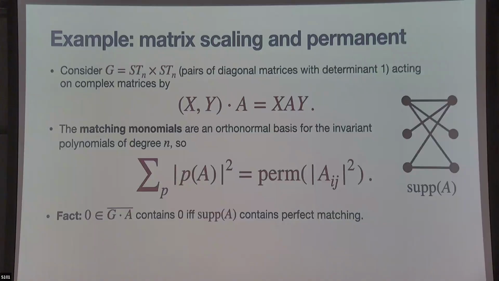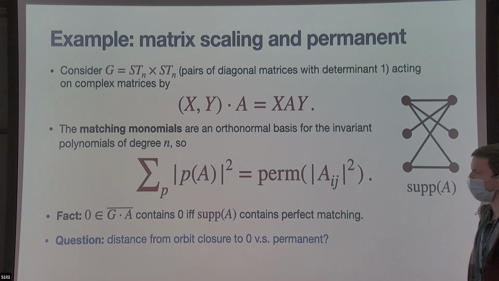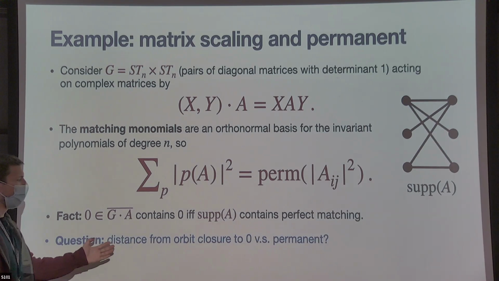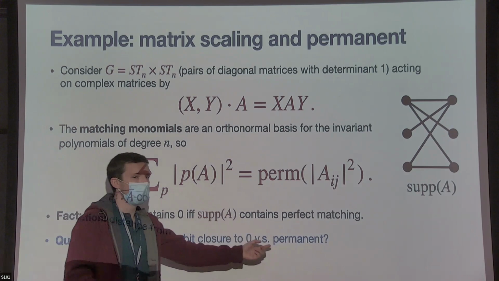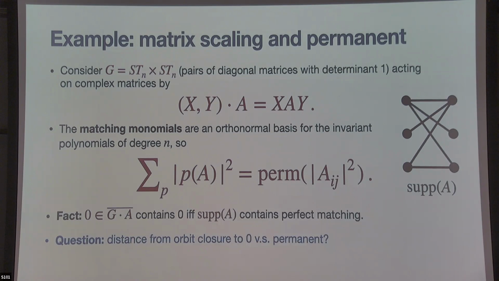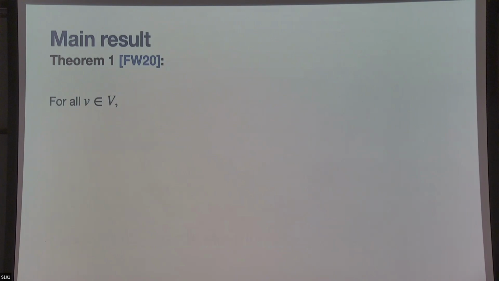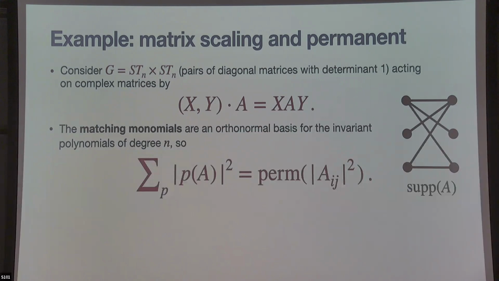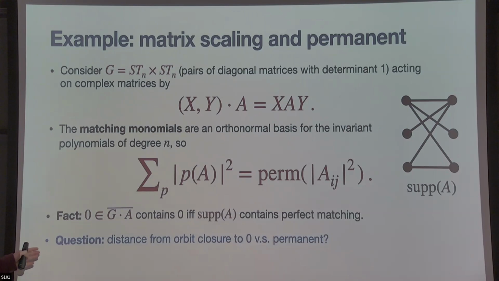So our question is: what's the relationship between the distance from the orbit closure to zero versus the permanent, which is the sum of the evaluations of all these polynomials? That's all I want to say; this is a kind of motivating question.